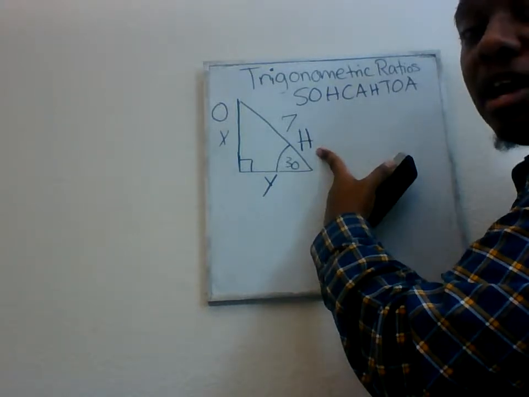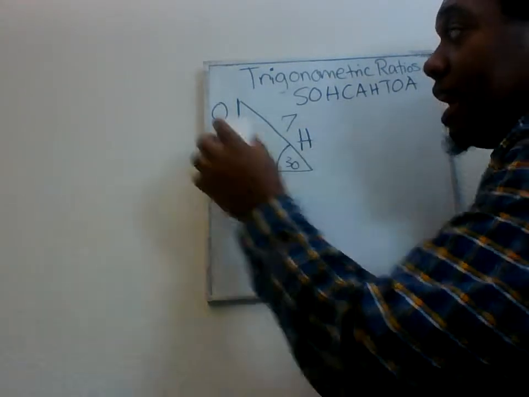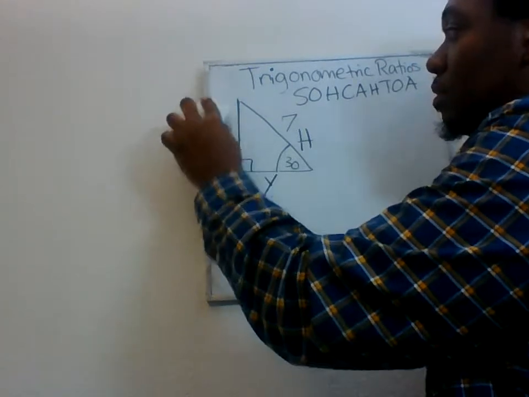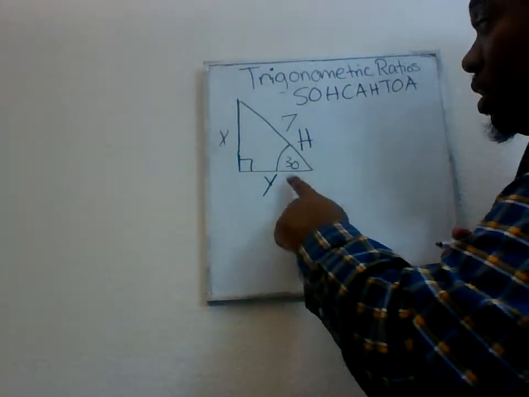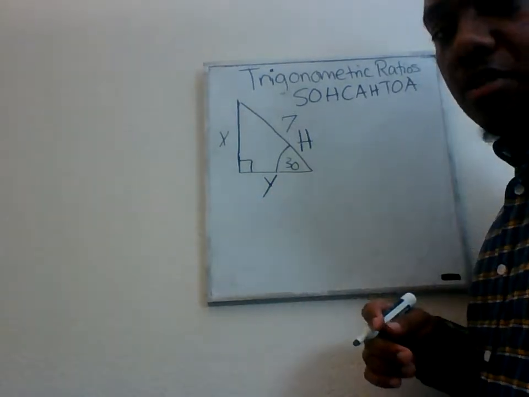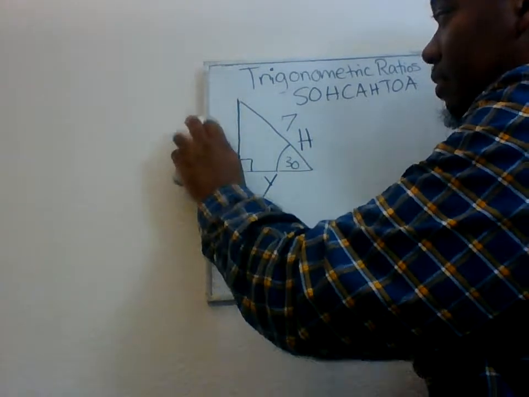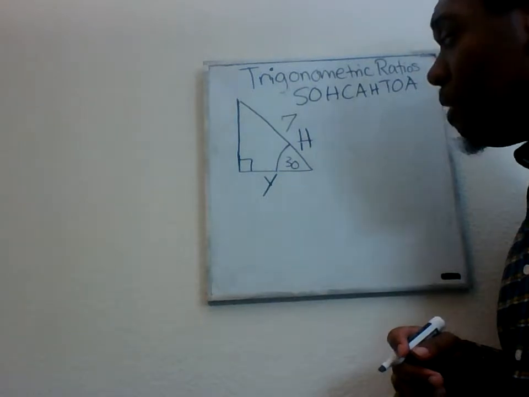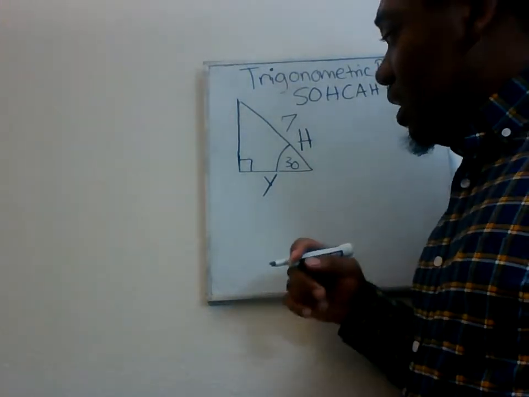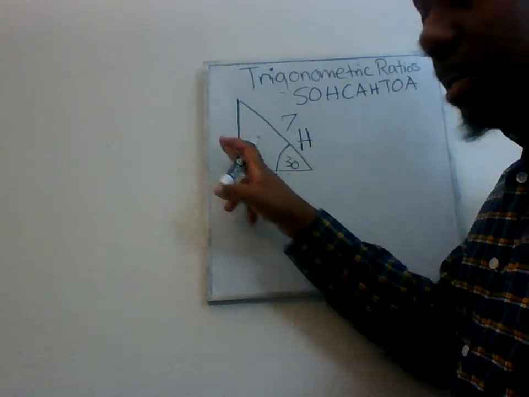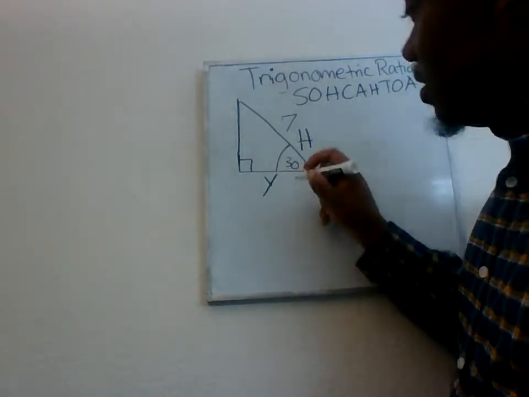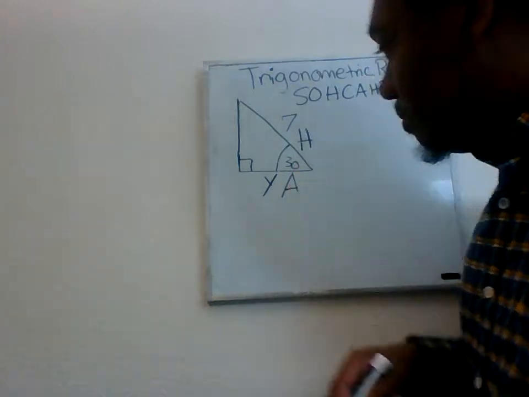Since we're looking for y, let's relabel our sides. The hypotenuse is always going to be the hypotenuse, so we don't have to worry about that. We're looking for y this time, so I'm not going to worry about x anymore. We already found that. We know the opposite side is the one that doesn't touch the 30, so y must be the adjacent side.